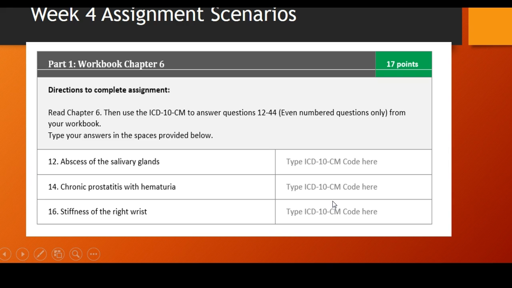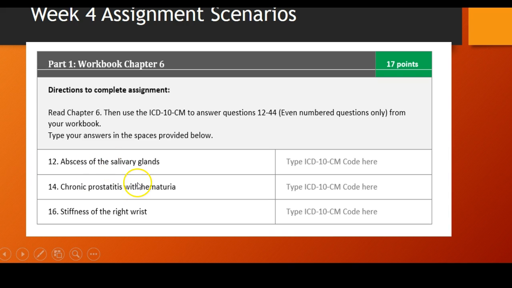Okay, so moving on, we have some week 4 assignment scenarios. These are some questions that have been pulled from your workbook in chapter 6. Remember, every other question has been answered in the back of your workbook. That's why you're only given the even numbers. You can take the odd numbers and review them on your own and see how these particular scenarios or cases were answered.